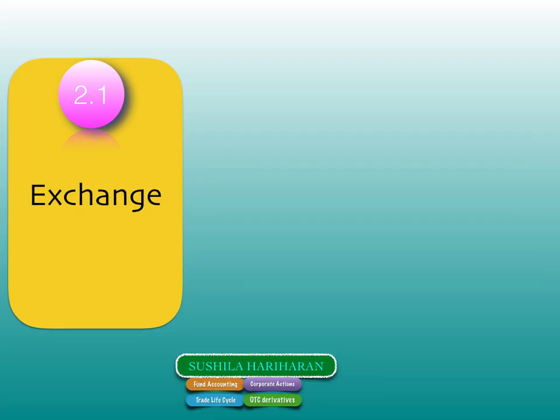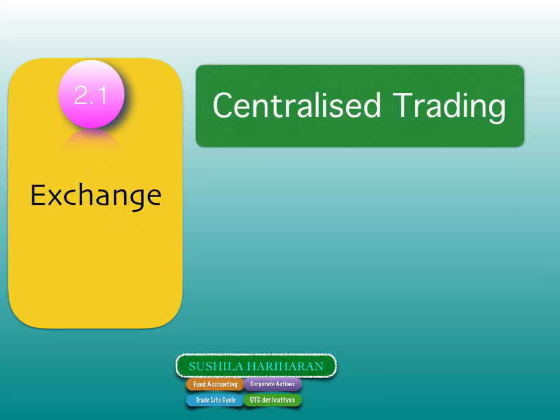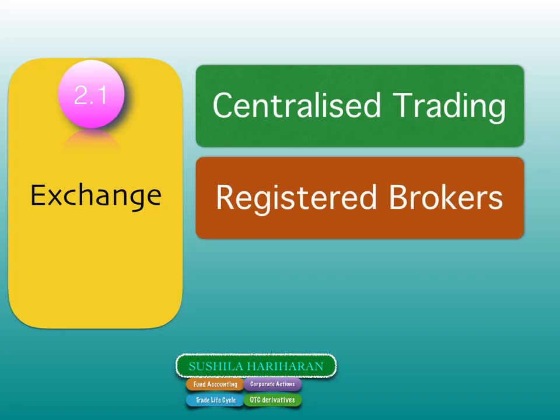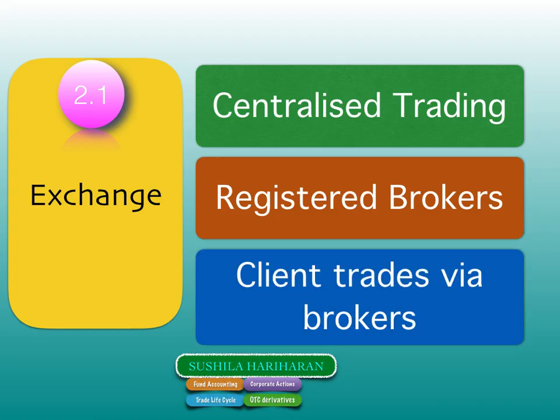An exchange, okay, is a centralized trading platform. What do I mean by centralized trading platform? This means all orders that are traded are routed through the exchange. Registered brokers are members of the stock exchange, and the buyers and sellers can only trade via the brokers. Okay? So this is extremely important to understand the distinctions between centralized trading, registered brokers, client trades.